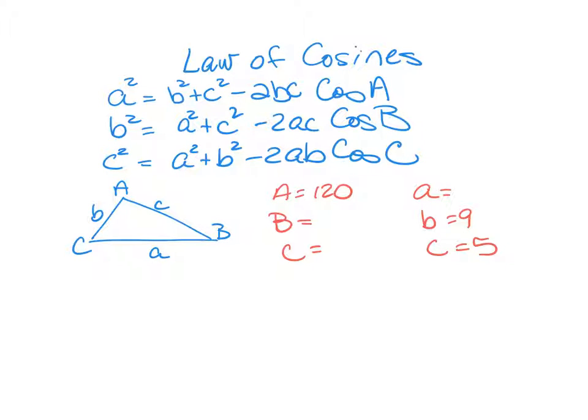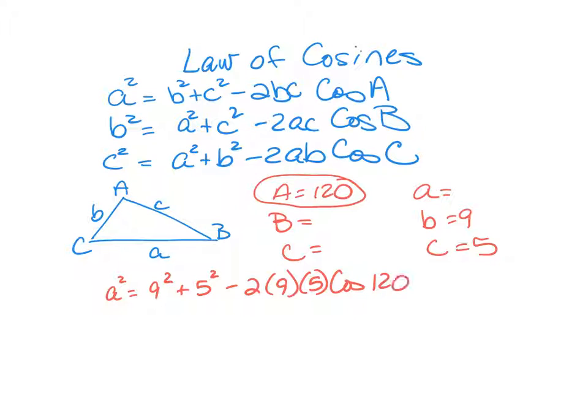You use the first formula. When you're given one angle, you use the formula that has that angle in it, which is the first one. So we've got a squared equals 9 squared plus 5 squared minus 2 times 9 times 5 times cosine of 120. And this is easy because you put all of that in your calculator, and I'll tell you what mistake most people make when they make a mistake.